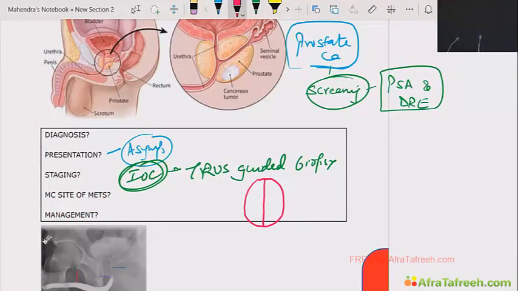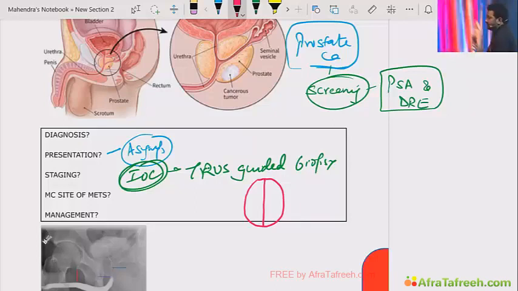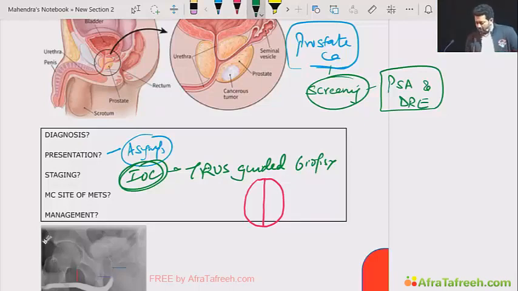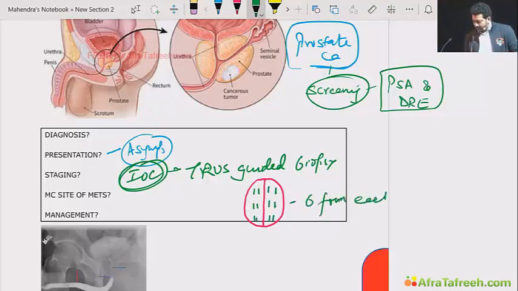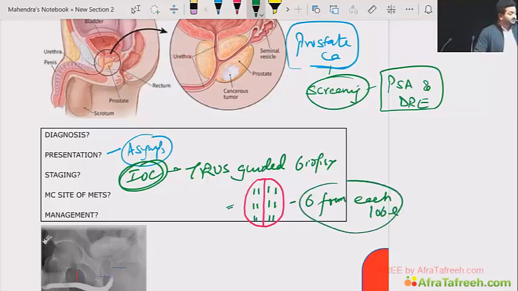Although anatomically we say that prostate has like 5 lobes, 4 lobes, clinically we say prostate has two lobes, right and left. Clinically just two lobes. So how many biopsies will you take? 12 biopsies. This was the picture given in the option. 6 from each lobe. Very important question. How many biopsies? 6 from each lobe. Most common site of metastasis: bone.